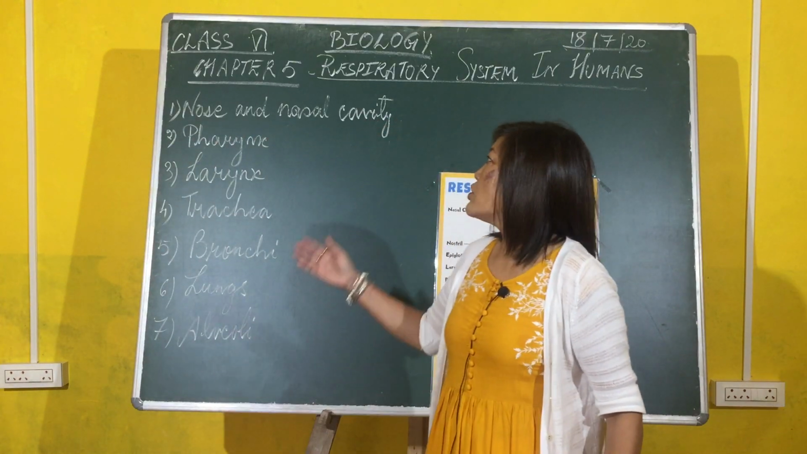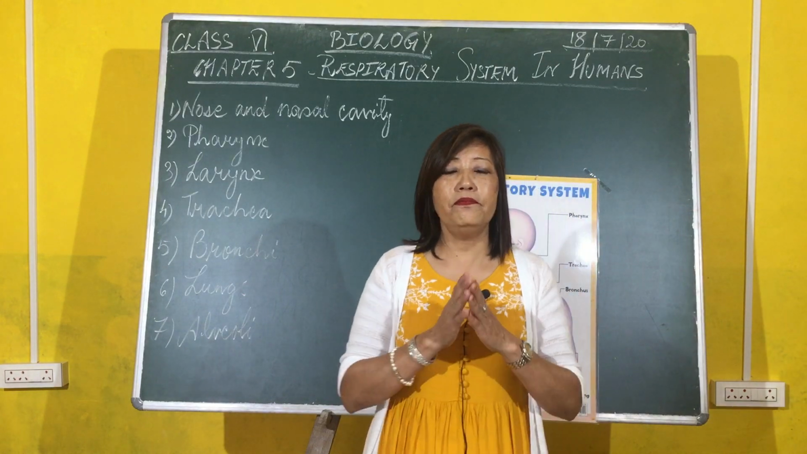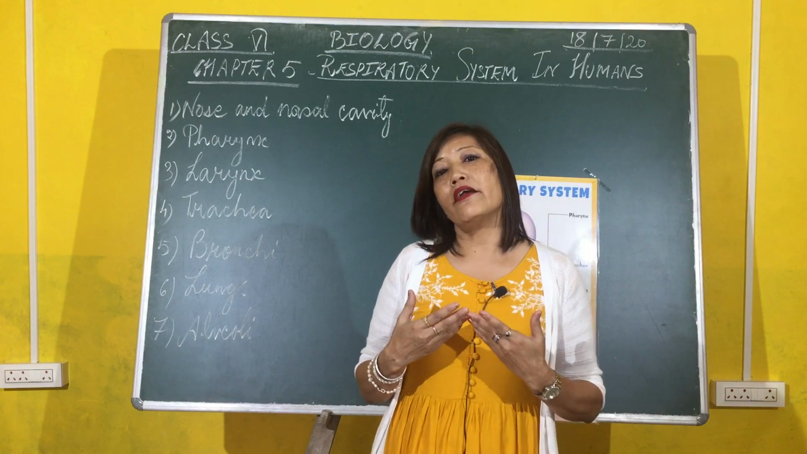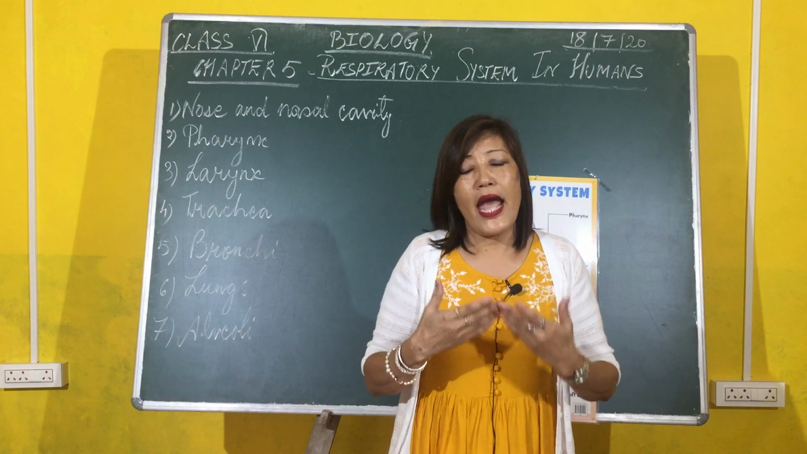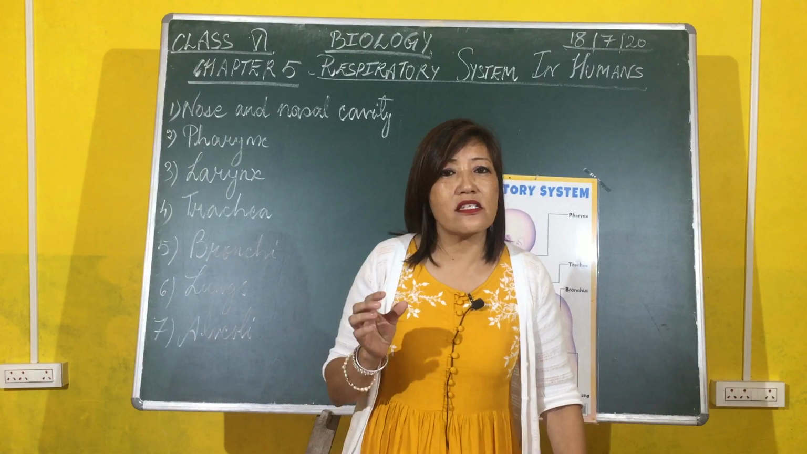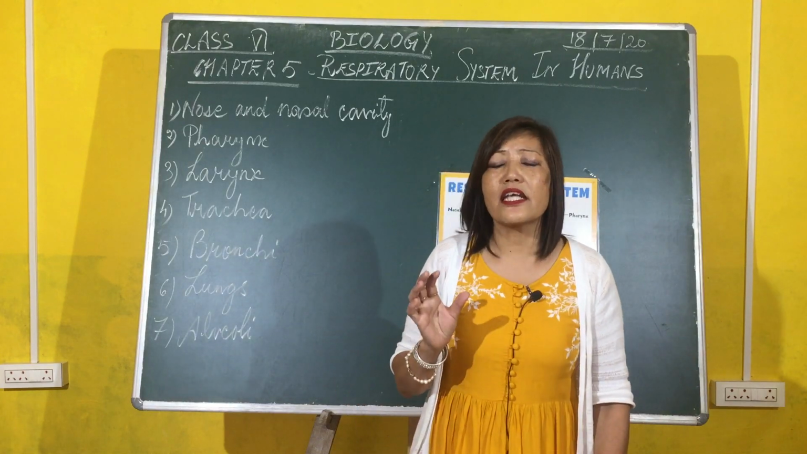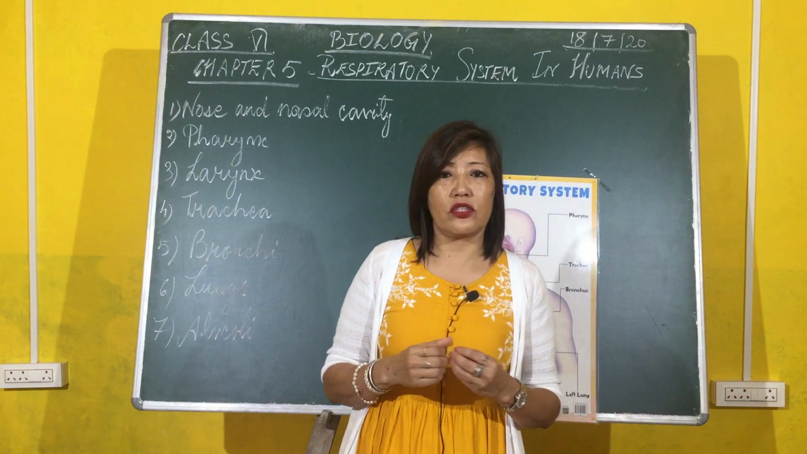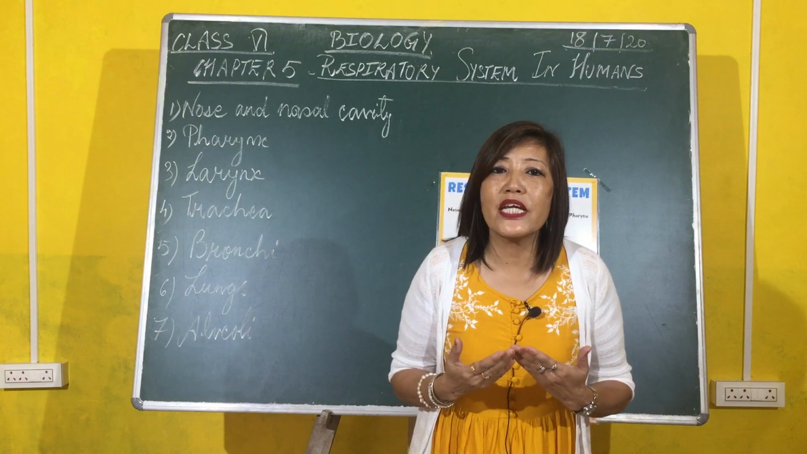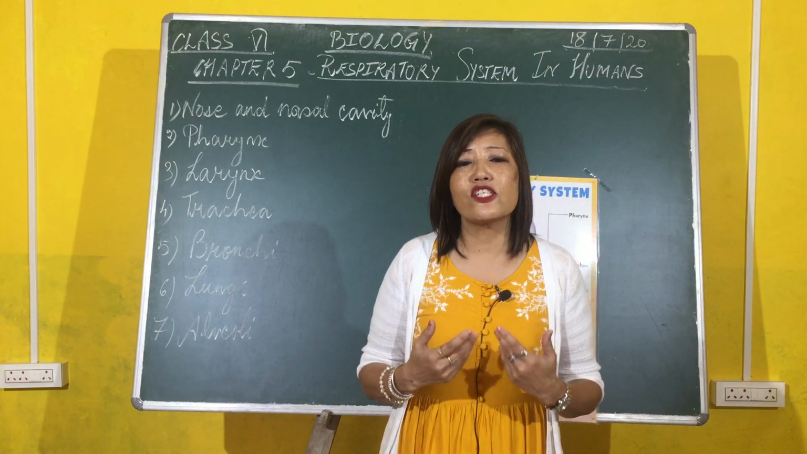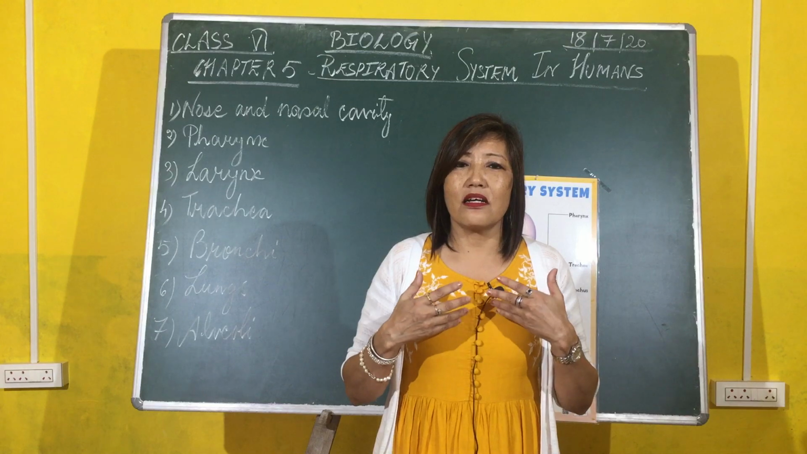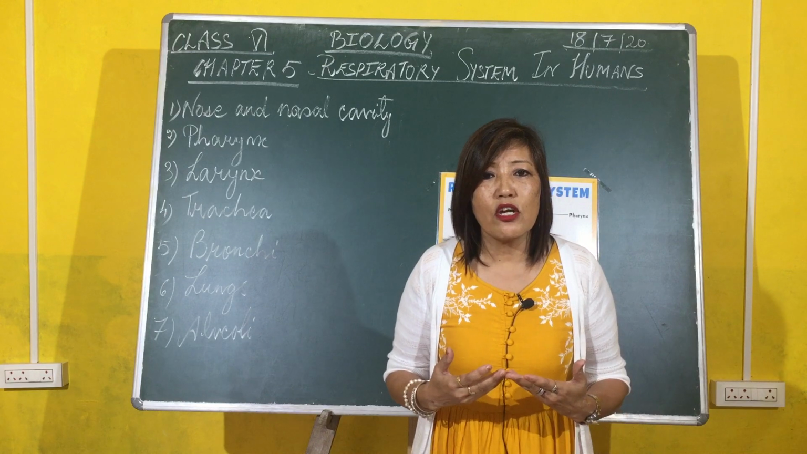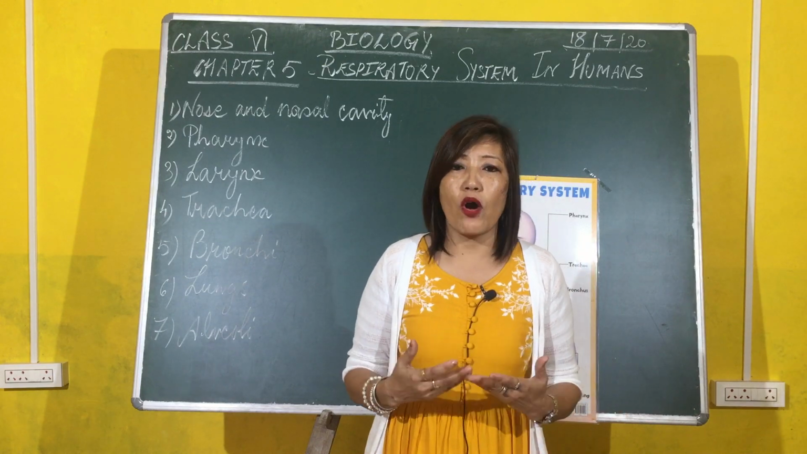Now the first one, nose and nasal cavity. When we breathe, the air enters through our nose and goes into the nasal cavity. Now the nasal cavity is lined with fine hair-like structures. When we breathe in, that air is not clean. It contains many impurities like germs and dust particles which are harmful for our body.